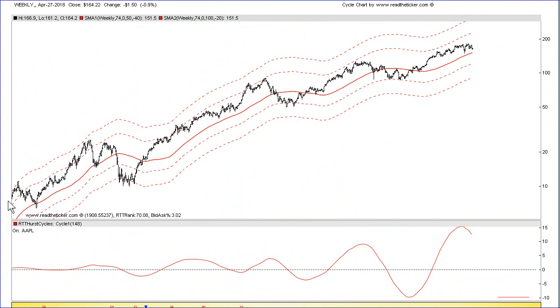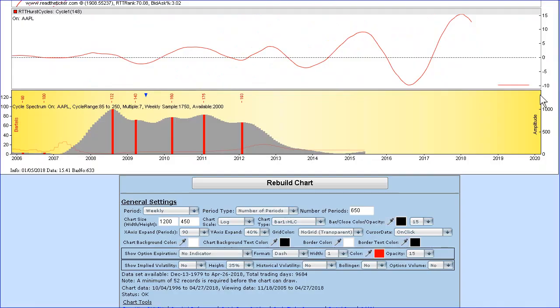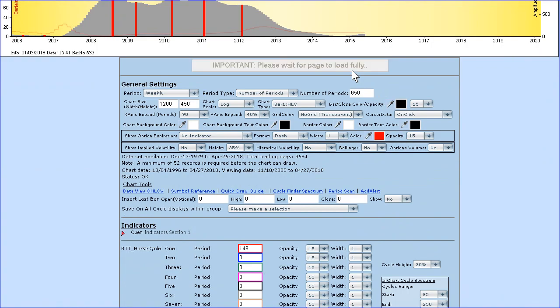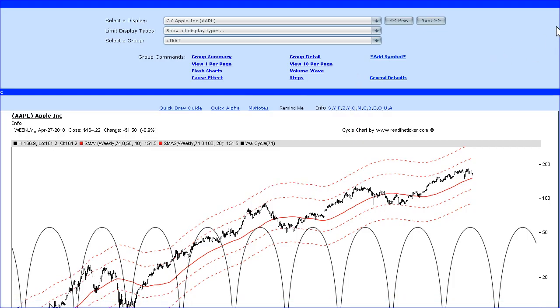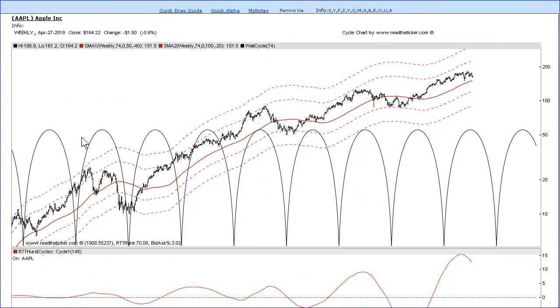So what we're going to do is show a sub-cycle using the WALL cycle drawing tool. I'm just going to update it. Right, just refresh. Okay, because it's a log chart, these cycles are extended more into the chart.